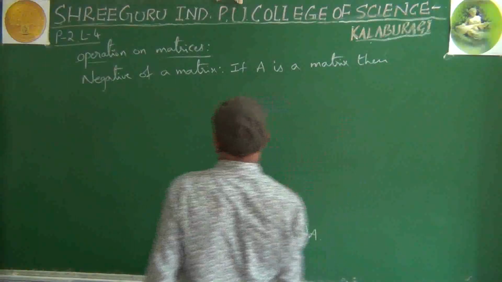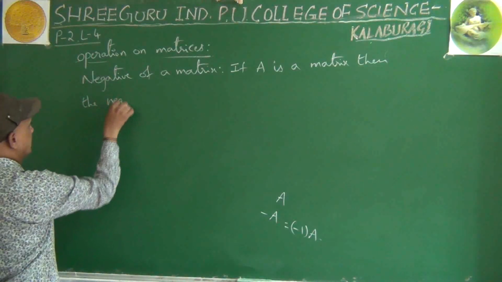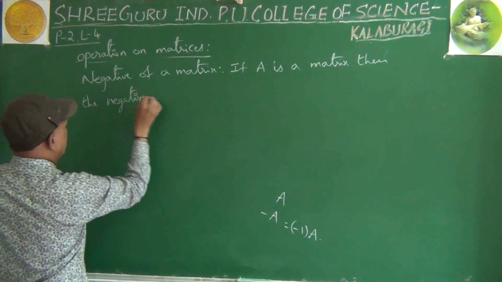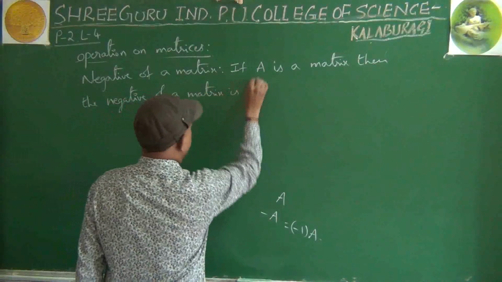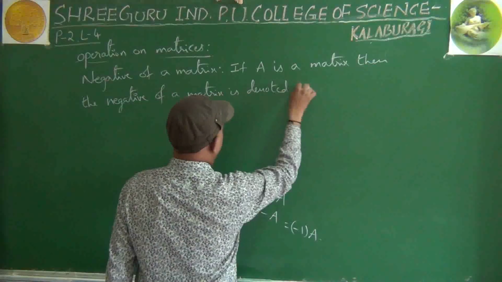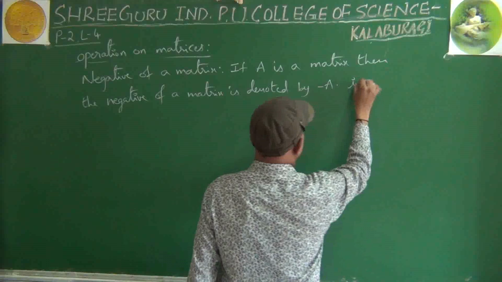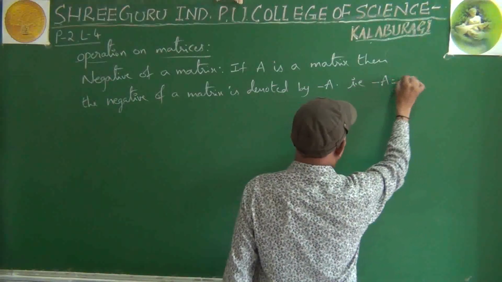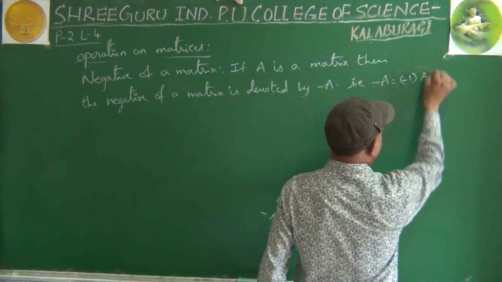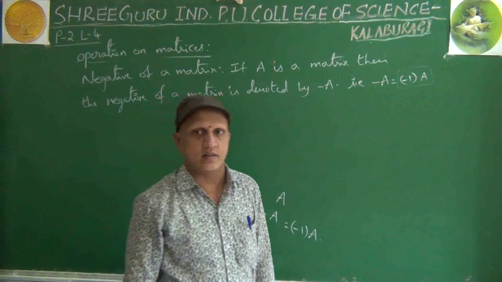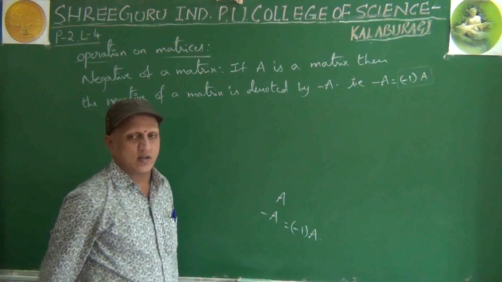If capital A is a matrix, then the negative of the matrix is denoted by minus A, that is, minus A equals minus 1 into A. Minus 1 into A is scalar multiplication. Just some time back we have seen it.